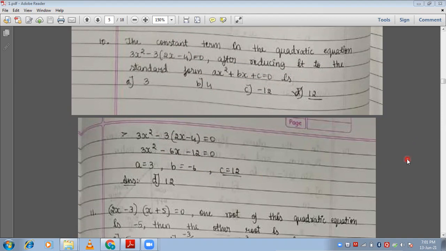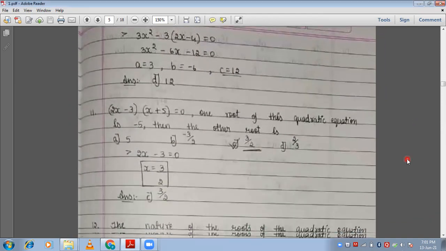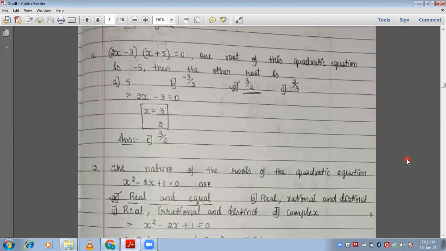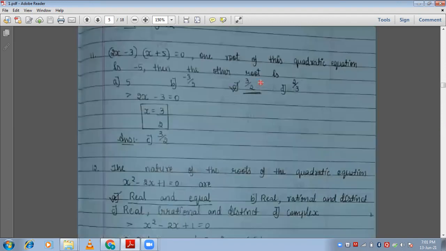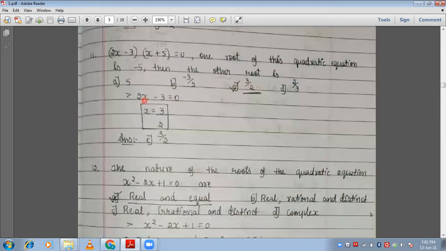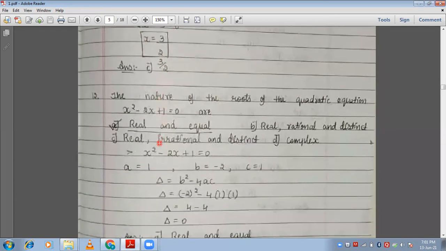Next question. Minus 3 into x plus 5 is equal to 0. One root of this quadratic equation is minus 5. Then the other root is dash. So you need to find the other root. So take 2x minus 3 is equal to 0. So x is equal to 3 by 2. The other root is 3 by 2. Next question.